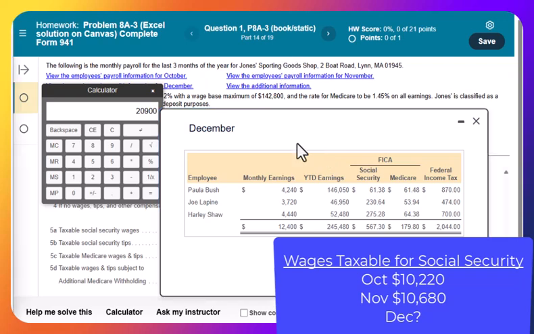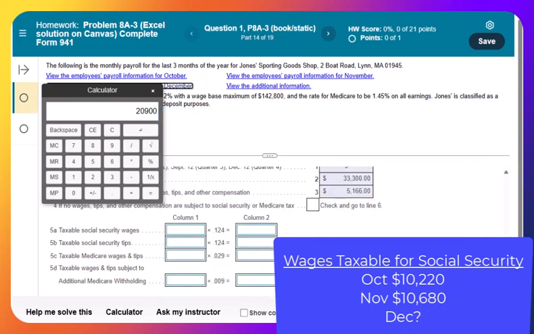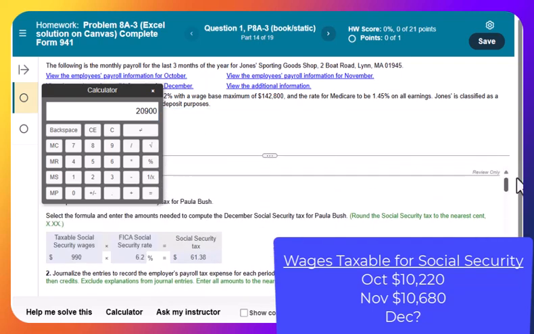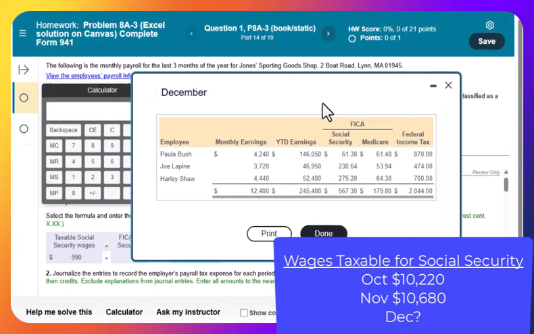So how much of this paycheck here is taxable? Well, we actually already calculated that in the very first step, so I'm going to go ahead and close out of this table here and scroll back up. And that was that 990 of Paula's paycheck that was subject to Social Security. So we can go ahead and open up that December table again.